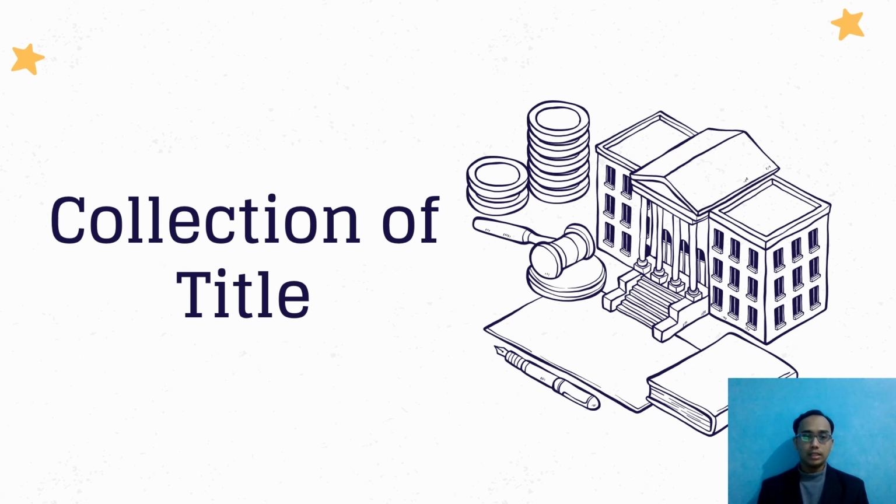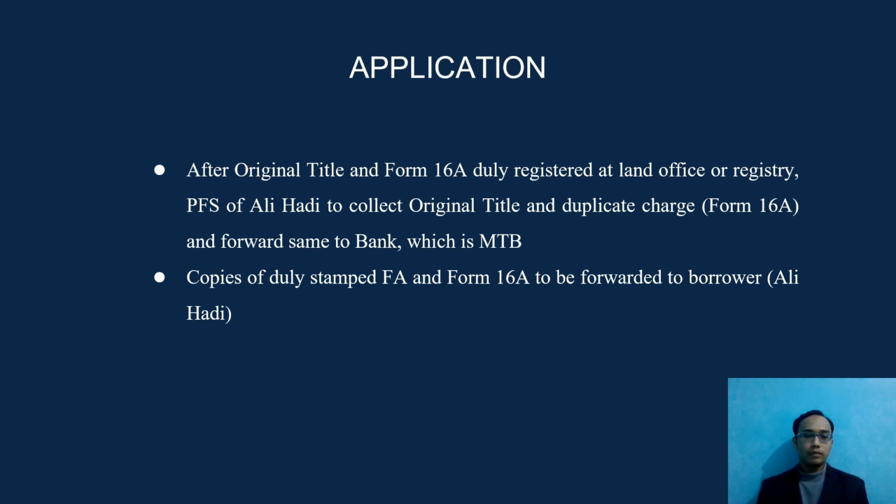Last but not least, after the original title and also the Form 16A are duly registered at the land office or the office registrar, the purchaser's financial solicitor of Ali Hadi can collect the original title and duplicate charge of Form 16A and forward the same to the purchaser's bank, which is the MTB, and also the copies of duly stamped Form 14A and Form 16A to be forwarded to the borrower, as in this case, Ali Hadi.